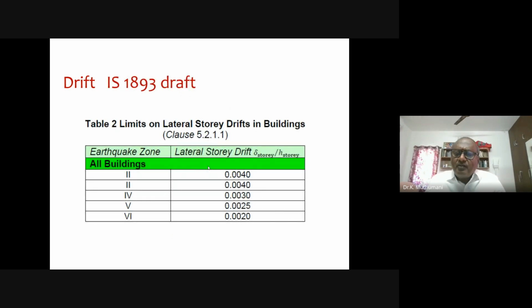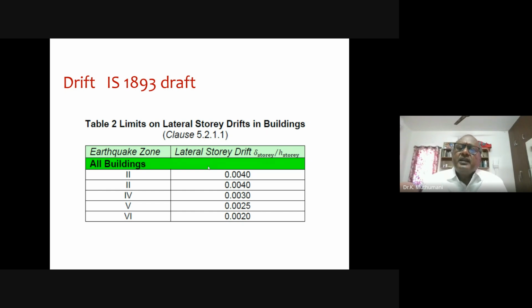In the Indian code, the current code says the drift should be not more than 0.004 times height. That is delta story by height of story. That means for each story, the story deflection divided by the height of the story is not more than 0.004. Or if you look at the full building, the total lateral deformation of the building divided by the total height of the building should be not more than 0.004 or less. That is in zone 4. But this is what the current code talks about. What does the future code talk about? Our Indian code draft says if it is zone 2, it is okay. If it is zone 4, you just reduce that. You understand that?